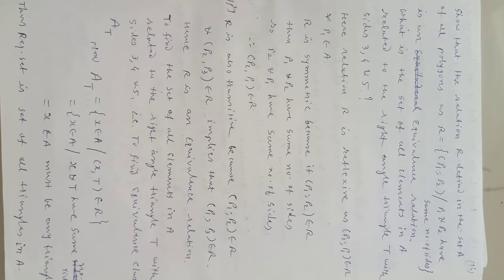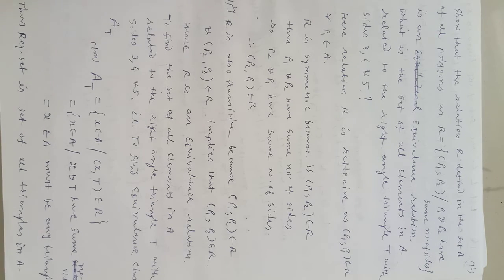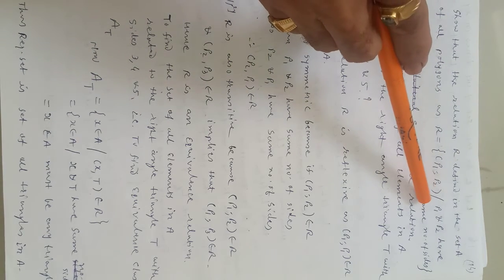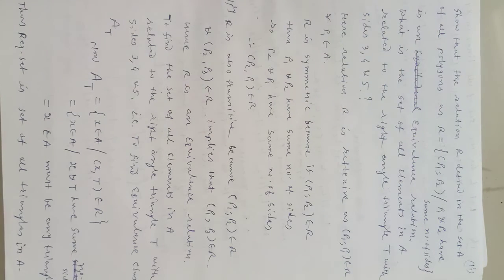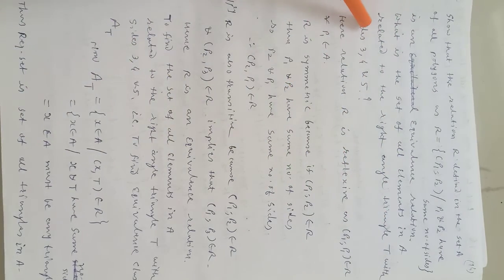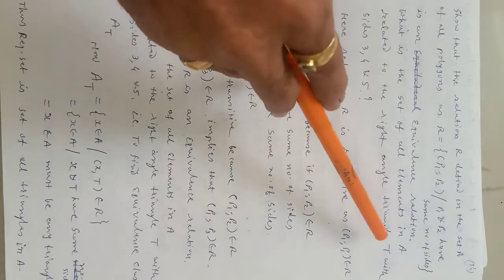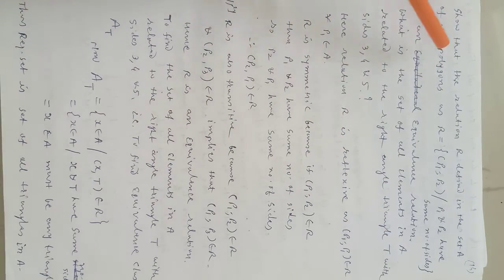Remember, P1 and P2 are polygons. They may be polygons having 3 sides, 4 sides, 5 sides, whatever. But P1 and P2 are related when they both have the same number of sides; that is the given condition in the relation. Now you have to prove it is an equivalence relation, and then find the set of all elements in A related to the right angle triangle T with sides 3, 4, 5. That we will see afterwards. First of all, we prove it is an equivalence relation.